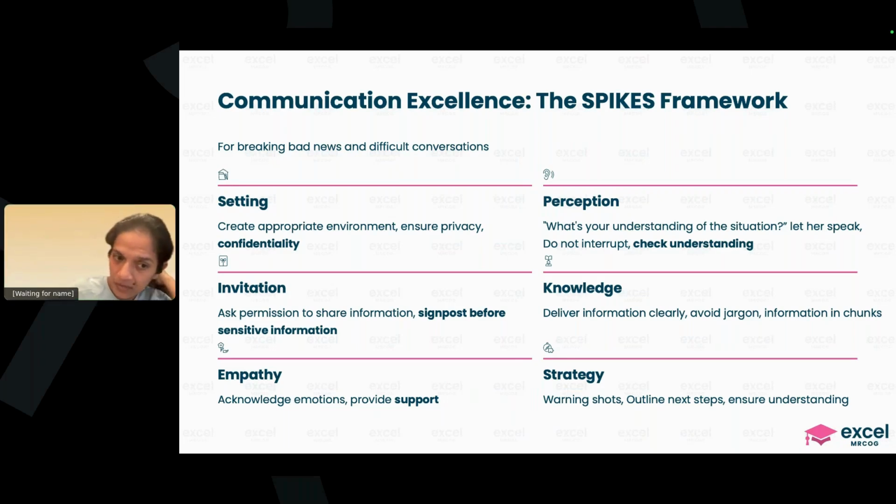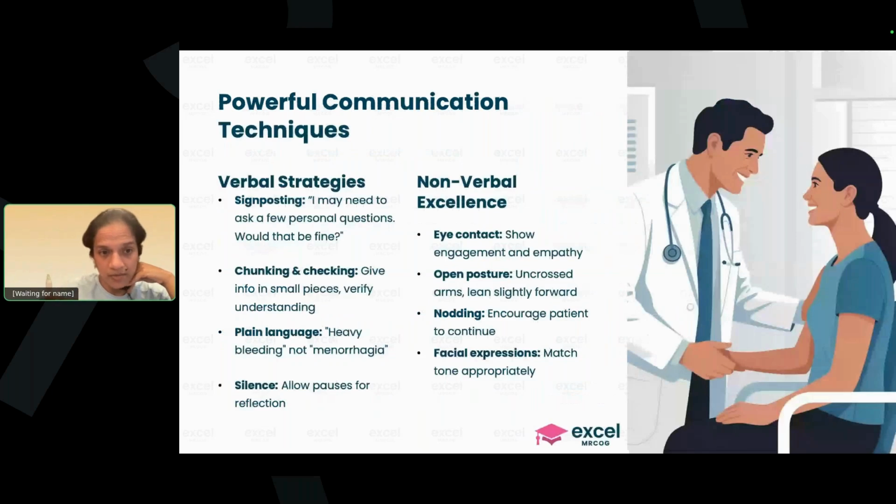Okay. Now, verbal strategies: signposting, chunking information, checking understanding, and simple language. Like, don't say menorrhagia, say heavy bleeding. Use pauses in between. Do not keep talking, talking, talking.